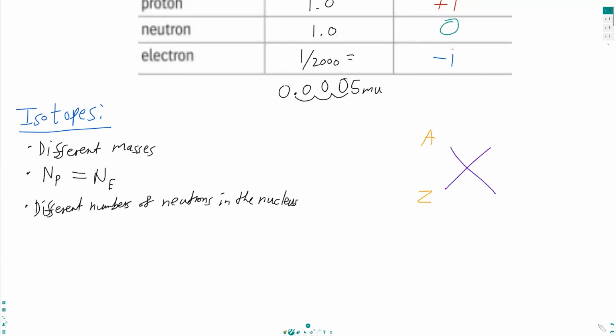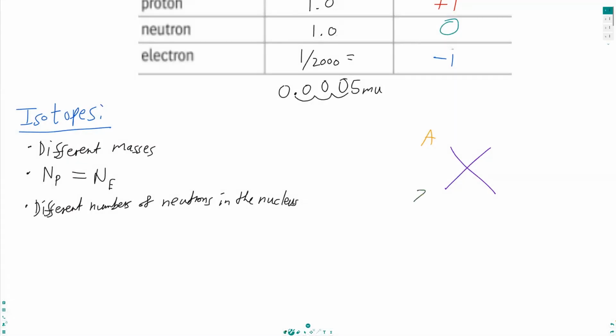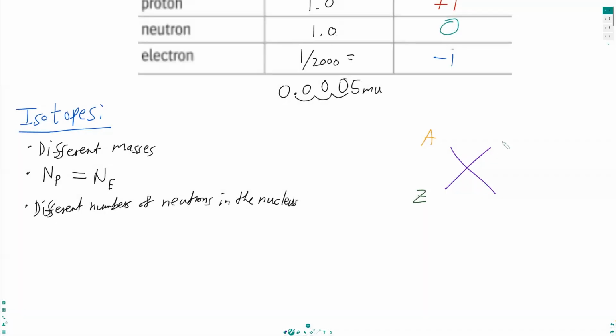No, I don't need orange. Let's do dark green here.